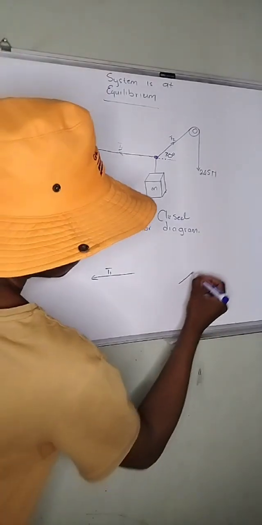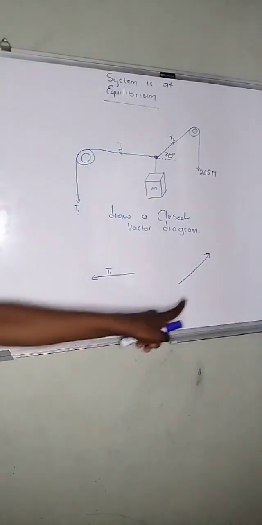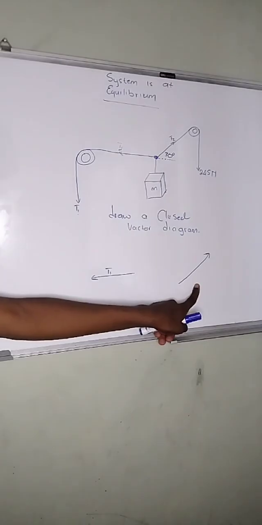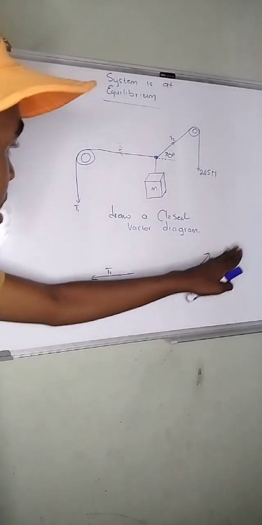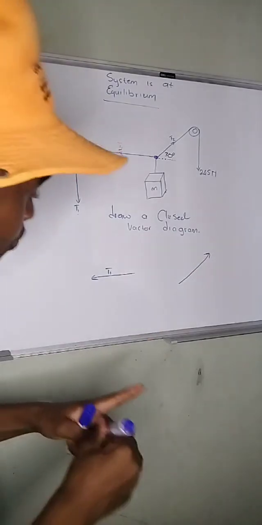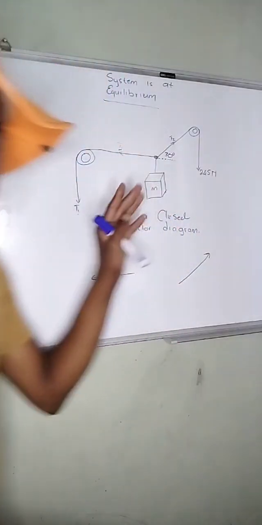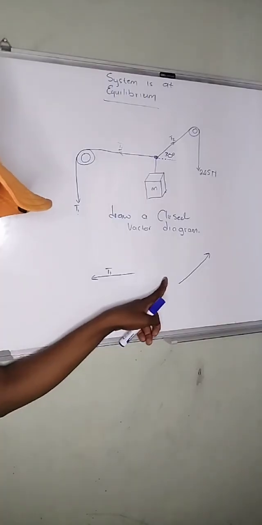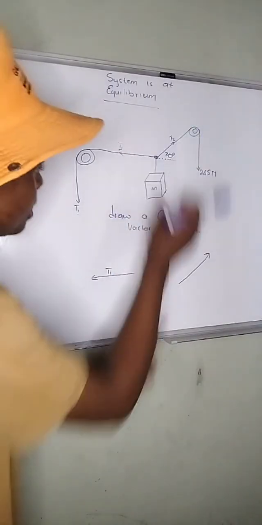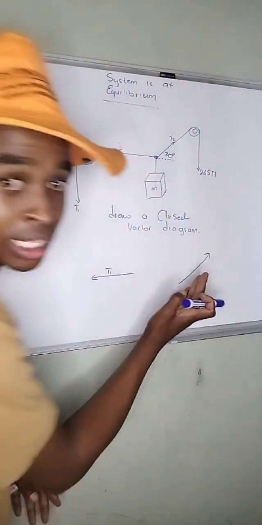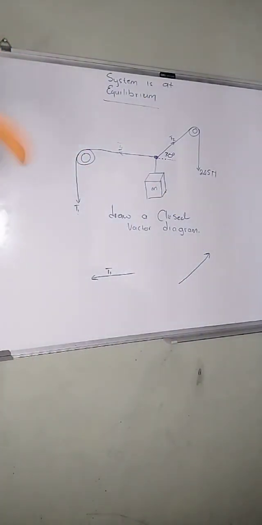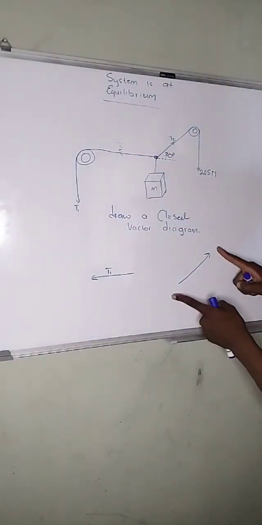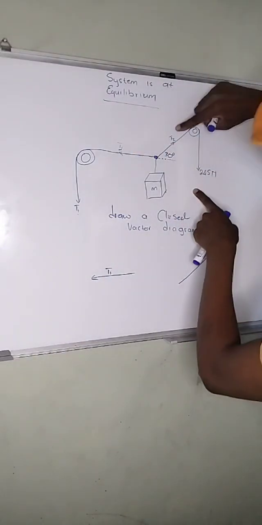So what is going to be this force? What about this force? What kind of a force does this vector represent? Let's talk about this force. Check the diagram and tell me, what is this force? Yes, it's going to be T2.